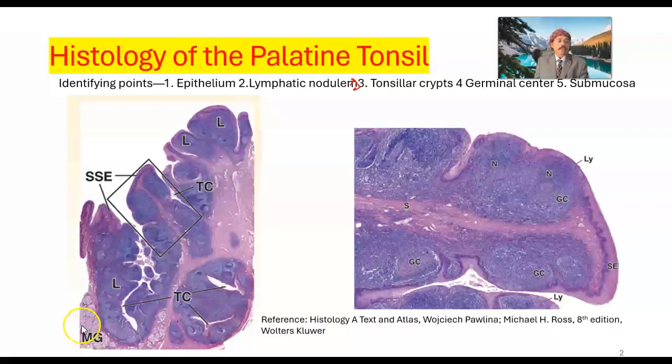We may also get some mucous gland acini here, maybe more than a few, okay, like this specimen. We may get even a few skeletal muscle cells from the bed of the palatine tonsil.